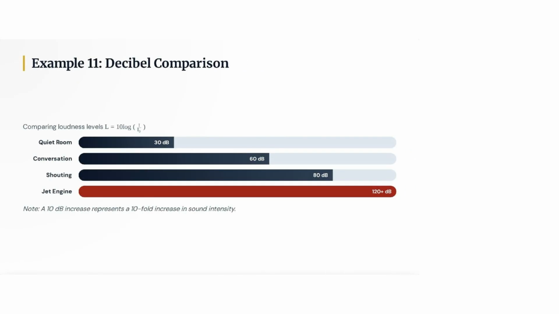Decibel levels are also measured logarithmically. This comparison highlights how sound intensity increases tenfold with every 10 decibel increase, illustrating the scale's dramatic range.